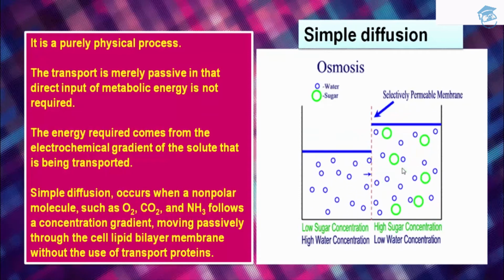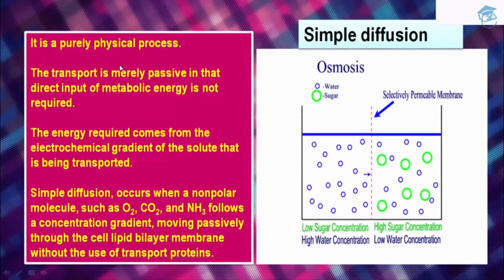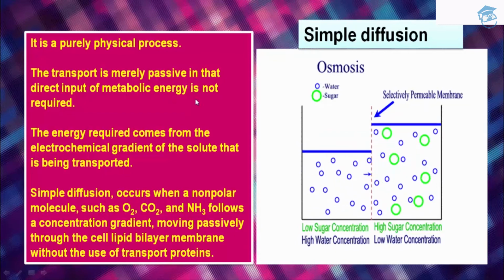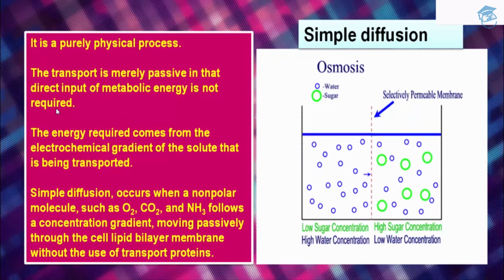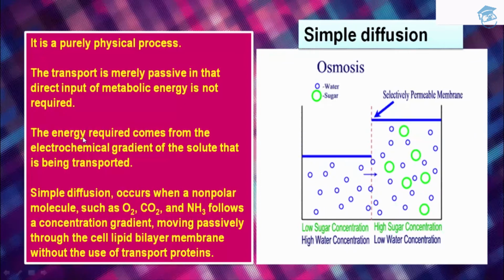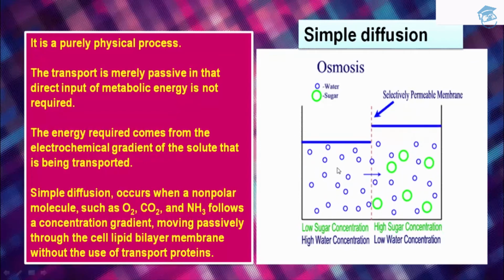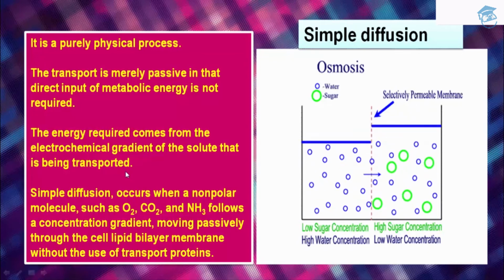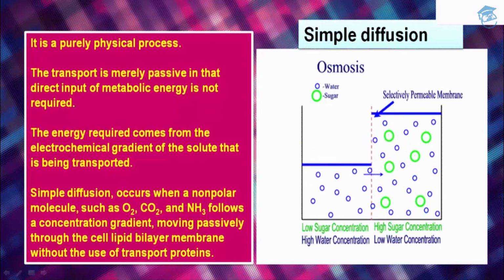So I hope osmosis is clear to you now, that it is a purely physical process. Transport is merely passive in that direct input of metabolic energy is not required, because it goes down the concentration gradient, and the energy required comes from the electrochemical gradient. From where does energy come for the diffusion? It comes from the electrochemical gradient of the solute that is being transported. See, this sugar is your solute, you can say. So its electrochemical gradient provides energy for the simple diffusion.